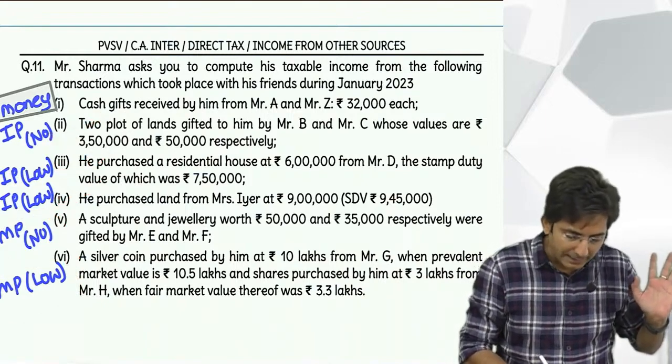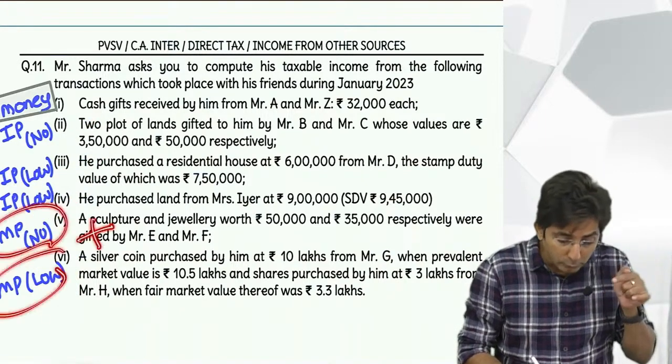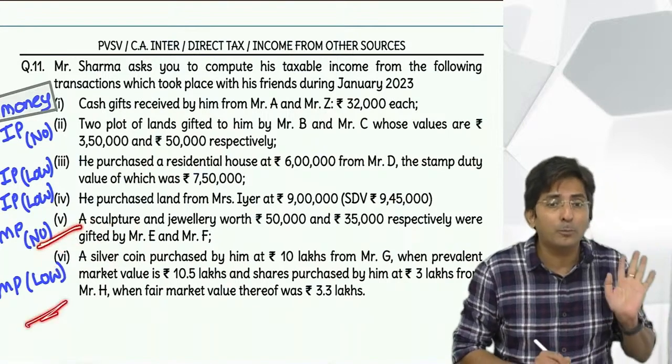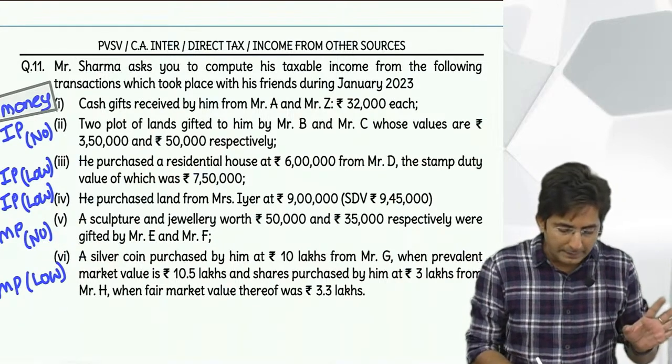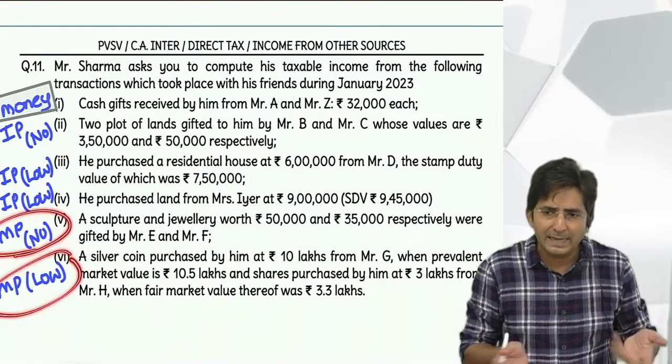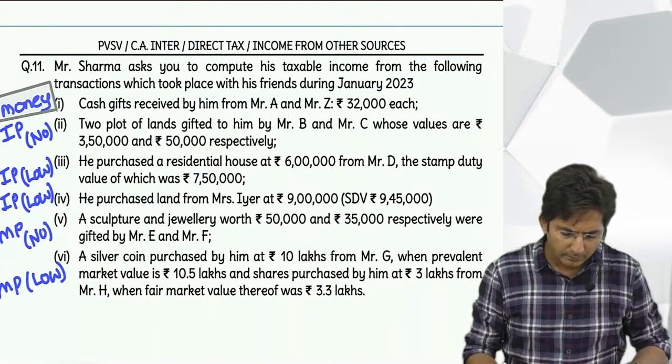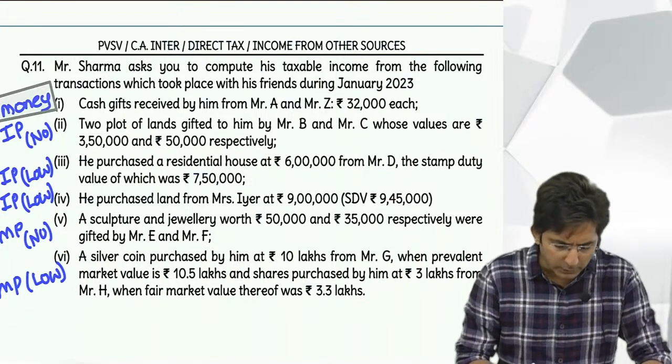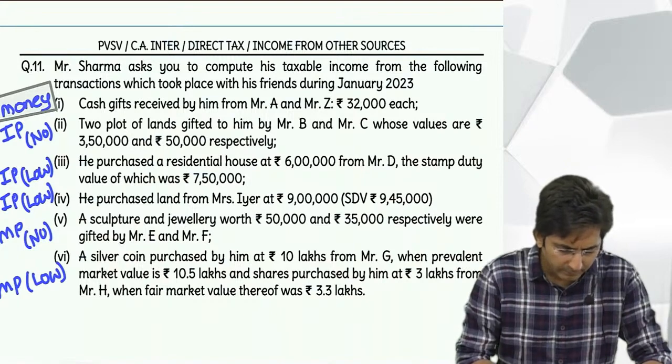Can I add this and this together? No, this is no price and this is low price. So luckily they are in different points only. So we'll analyze differently. Okay. So now we can start. So first point is money. Tell me what to do.